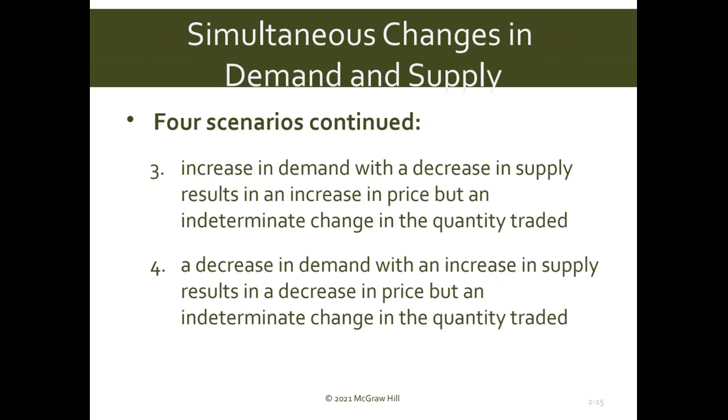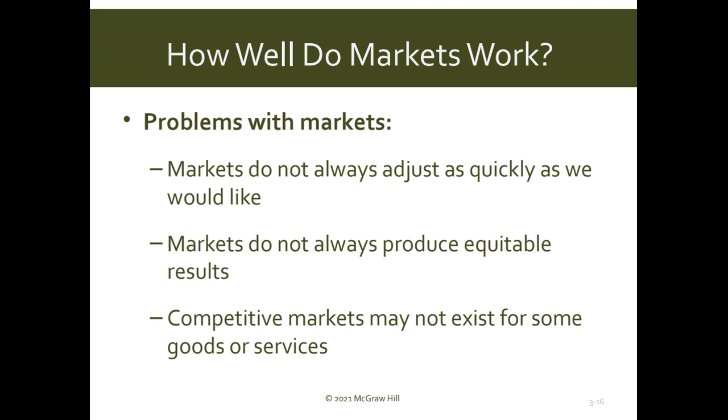Now, problems with markets. So, we know that equilibrium is calculated by the intersection of demand and supply curves. And we calculate equilibrium price and equilibrium quantity, but we have problems with this market structure, which we will discuss, all those 4 market structures, in later chapters, so don't worry. Markets do not always adjust as quickly as we would like. So sometimes it takes time to reach equilibrium price and equilibrium quantity.